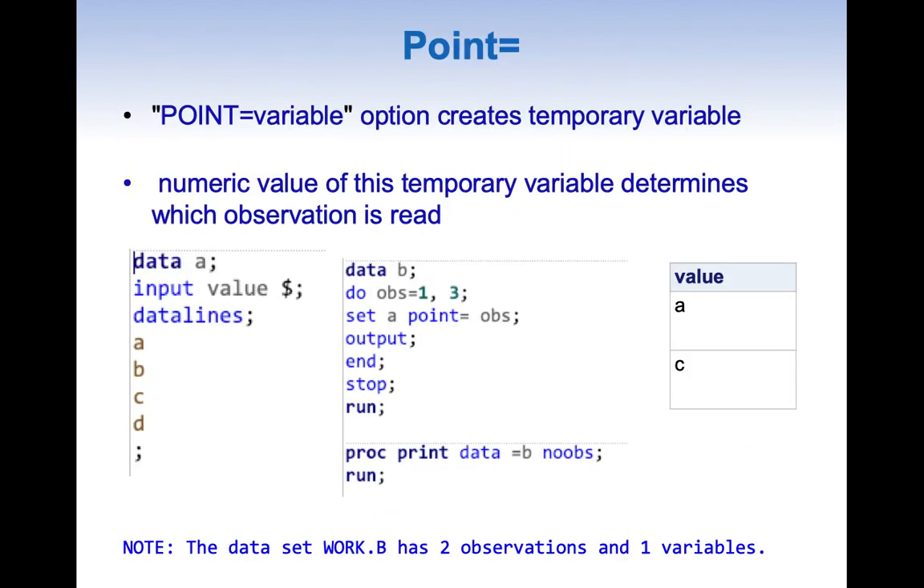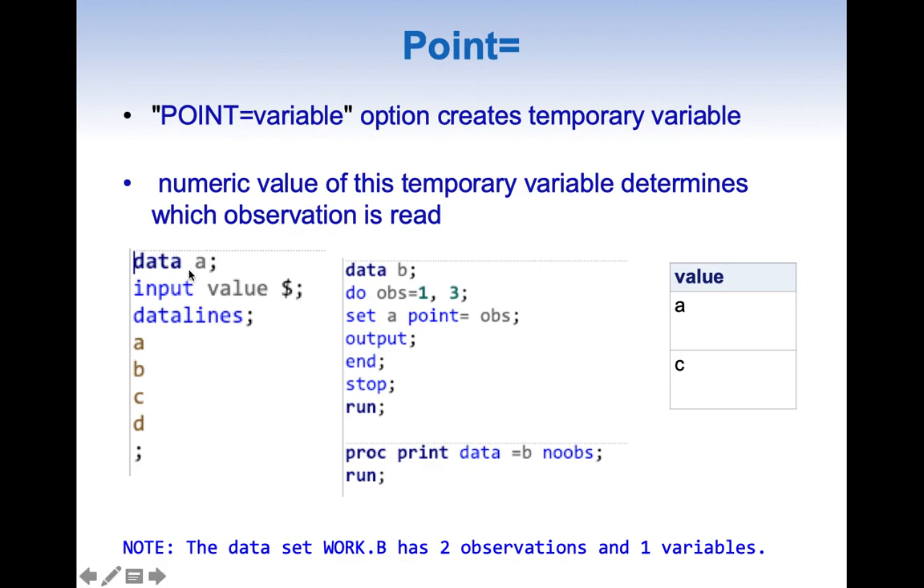Now let us try to understand concepts for our second way of appending the data to itself 100 times. The first concept is the concept of the POINT= variable option. POINT= variable option creates a temporary variable. The numeric value of this temporary variable determines which observation is read. Now let us try to understand what these two sentences mean through an example.